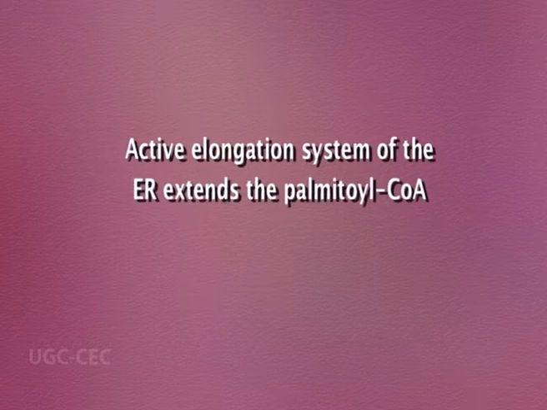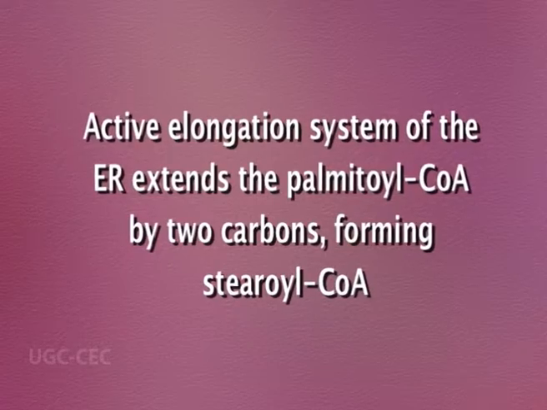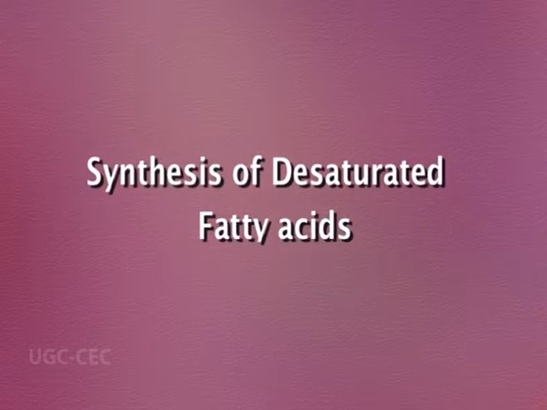The more active elongation system of the endoplasmic reticulum extends the 16-carbon chain of palmitoyl coenzyme A by 2 carbons, forming stearoyl coenzyme A. Although different enzyme systems are involved and coenzyme A rather than the ACP is the acyl carrier in the reaction, the mechanism of elongation in the endoplasmic reticulum is otherwise identical to that of the palmitate synthase, with donation of the 2 carbons by malonyl coenzyme A followed by reduction, then dehydration and a reduction to the saturated 18-carbon product stearoyl coenzyme A. Now we will discuss another modification, that is the synthesis of desaturated fatty acids.